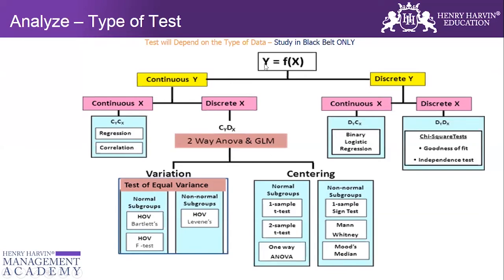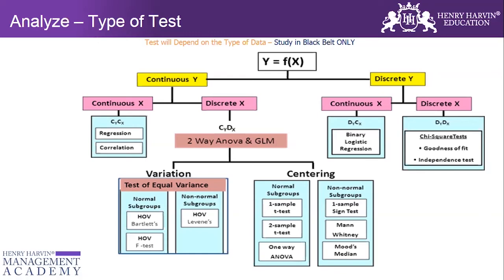If my Y is discrete and if my X is continuous, in that case I will do a test called binary logistic regression. It depends upon the data that I'm looking at. If my Y is discrete and my X is also discrete, in that case I would have a test which is called chi-square test. In that case, my Y and X both are discrete in nature. So I have two options under chi-square. I would do goodness of fit and independence test.